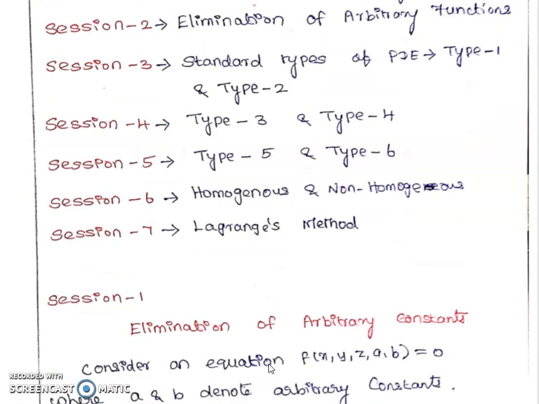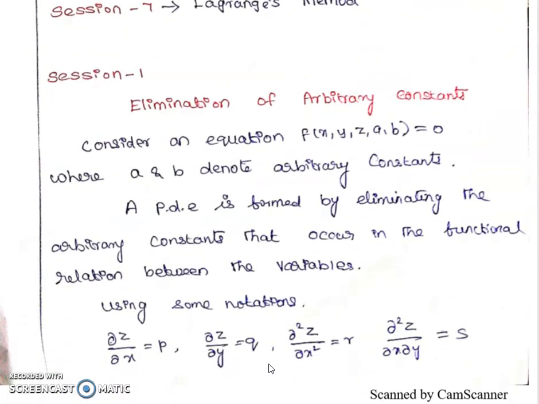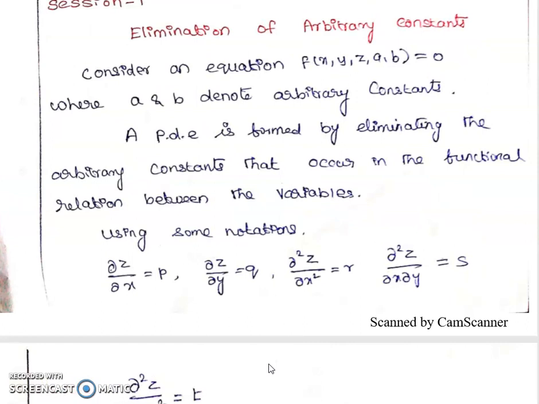Today's session, the first session, we are going to see the elimination of arbitrary constants. Consider an equation f of x, y, z, a, b equal to 0. Here a and b denote the arbitrary constants. A partial differential equation is formed by eliminating these arbitrary constants that occur in the functional relation between the variables.